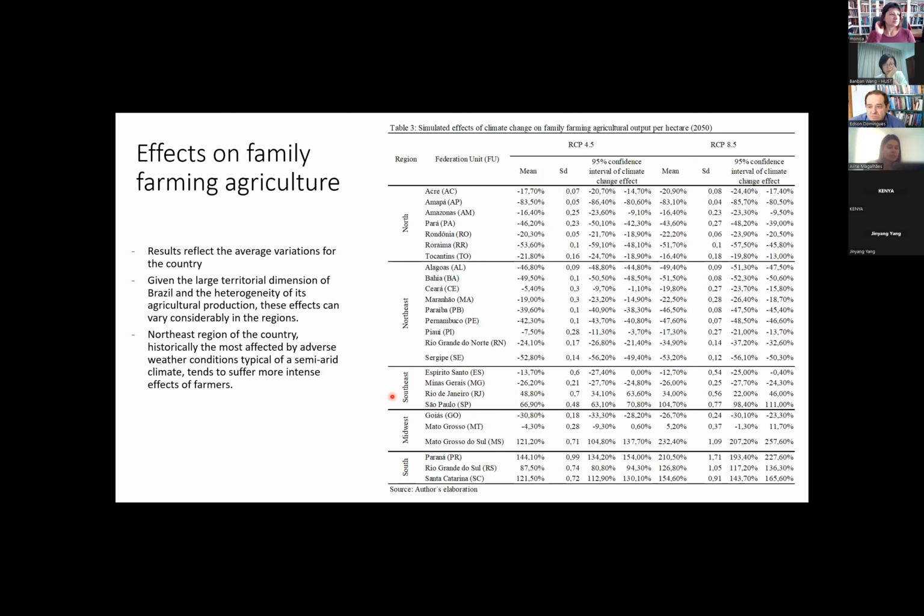So this slide shows the effects by region in Brazil. Given the large territorial dimension of Brazil and the heterogeneity of this agricultural production, these effects can be very different in the regions. So you see here that the Northeast region in Brazil, historically the region most affected by adverse weather conditions, shows more intensive effects on farmers, especially on family farmers. Edson, next, please.